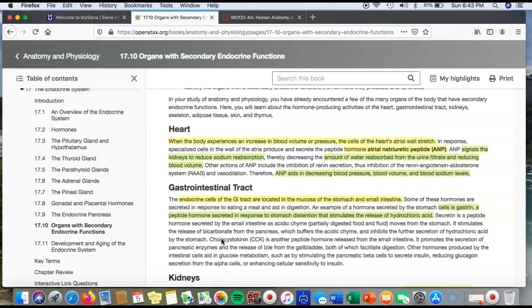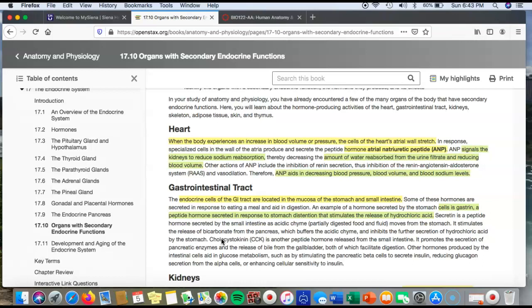When the body experiences an increase in blood volume or pressure, the cells of the heart's atrial wall stretch. In response to that, they'll produce and secrete the peptide hormone atrial natriuretic peptide, or ANP. ANP signals the kidneys to reduce sodium reabsorption, which decreases the amount of water that's reabsorbed from the urine filtrate, and it reduces blood volume.